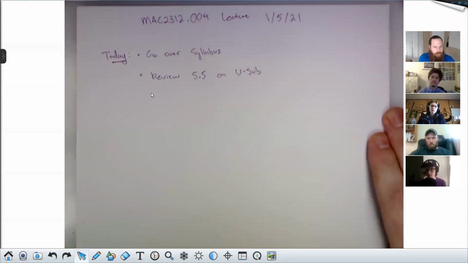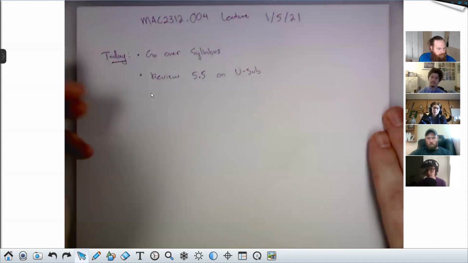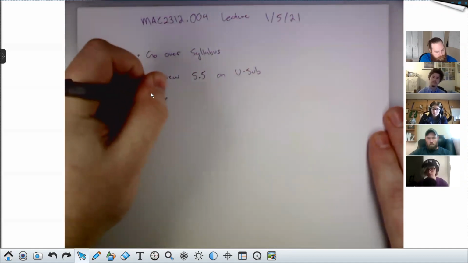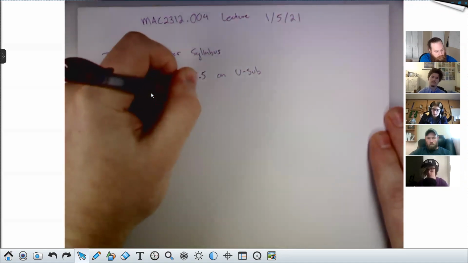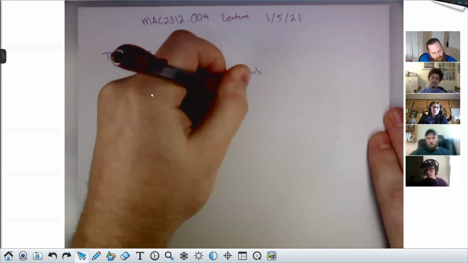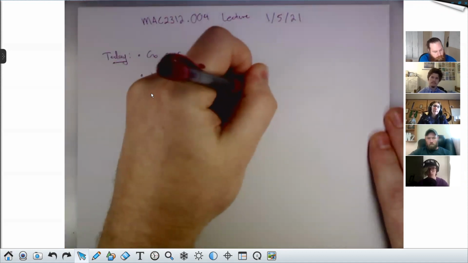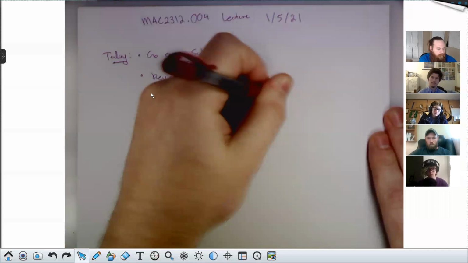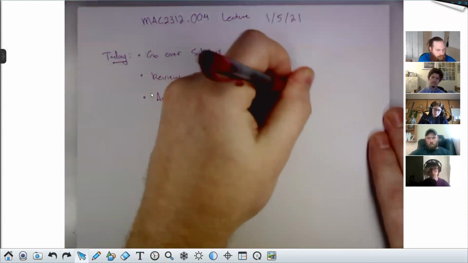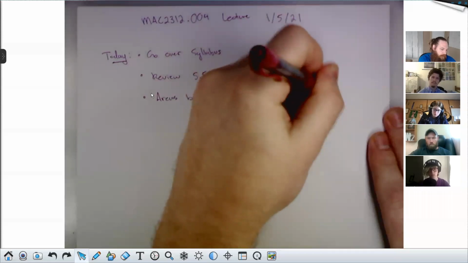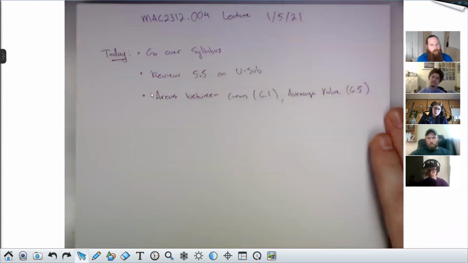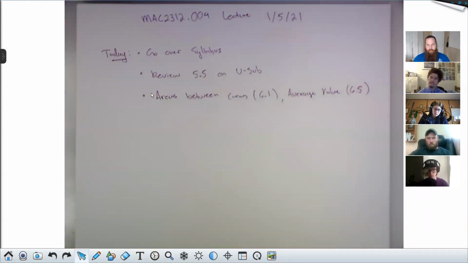Most people just call this technique U-sub or integration by substitution. And we're going to talk a little bit about areas, specifically areas between curves, which is section 6.1. And we might talk a little bit about average value, which is section 6.5.